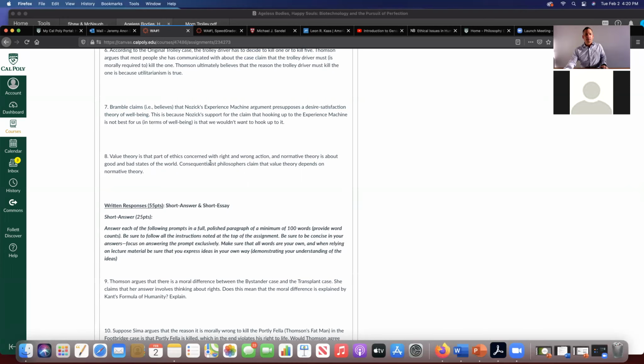Value theory is a part of ethics concerned with good and bad states of the world, and normative theory is concerned with right and wrong action. So that's why the first sentence in 8 is false. And the second sentence in 8 is false because consequentialist philosophers claim that the normative theory depends on the value theory. So what's right depends on good consequences, or what's morally right depends on good consequences. So rightness is going to depend on what the goodness is, what the good consequences are. But now you're talking about goodness, good consequences. Now you're talking about something related to value theory.